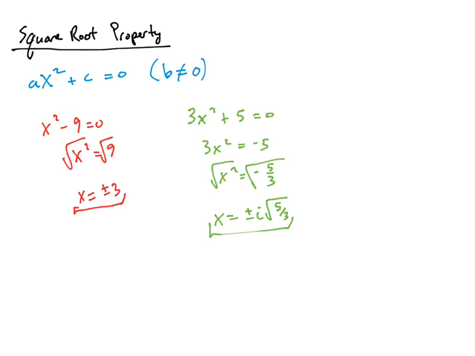We have the square root property, and again, we use that when we just have two terms. We have the quadratic term with x squared, and then we have the constant term.